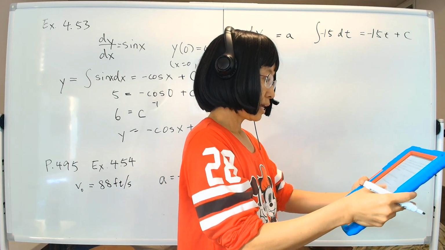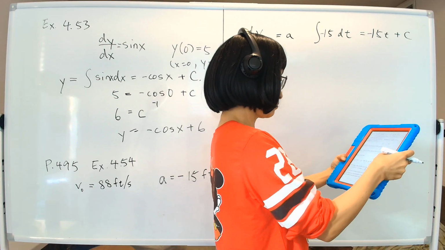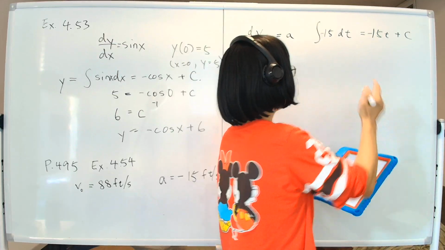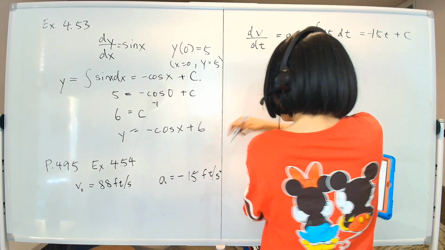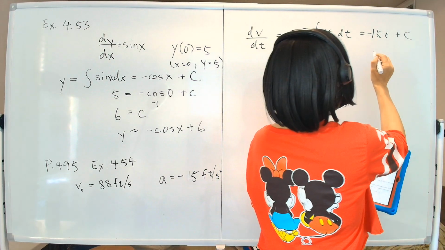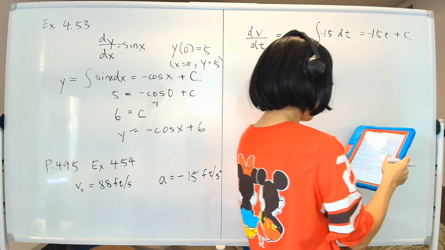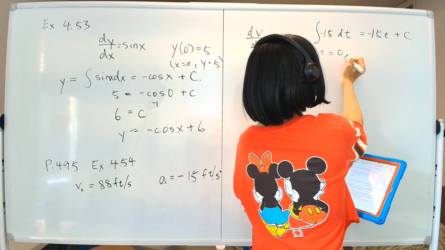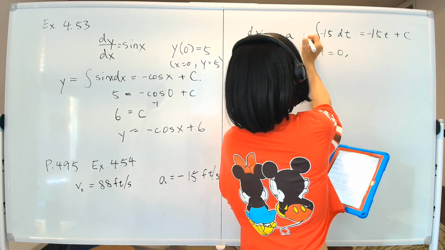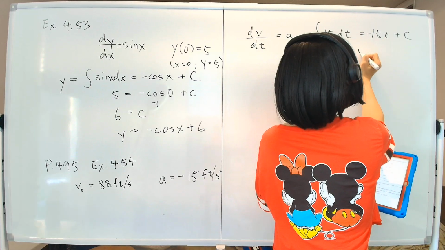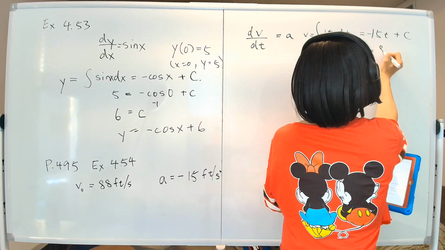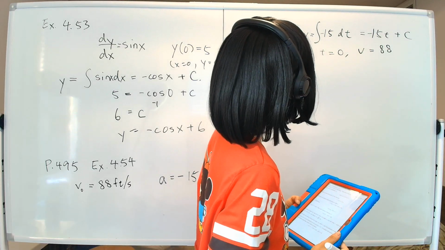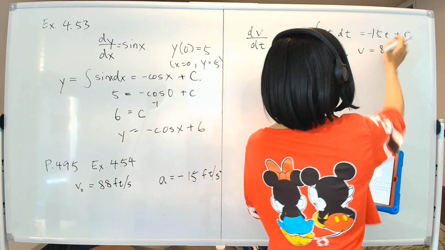So v of t equals that, where v0, as we mentioned, is 88. In the beginning of time, that means when t equals 0, v equals 88. All right, so what do we do? Then we need to plug this in.